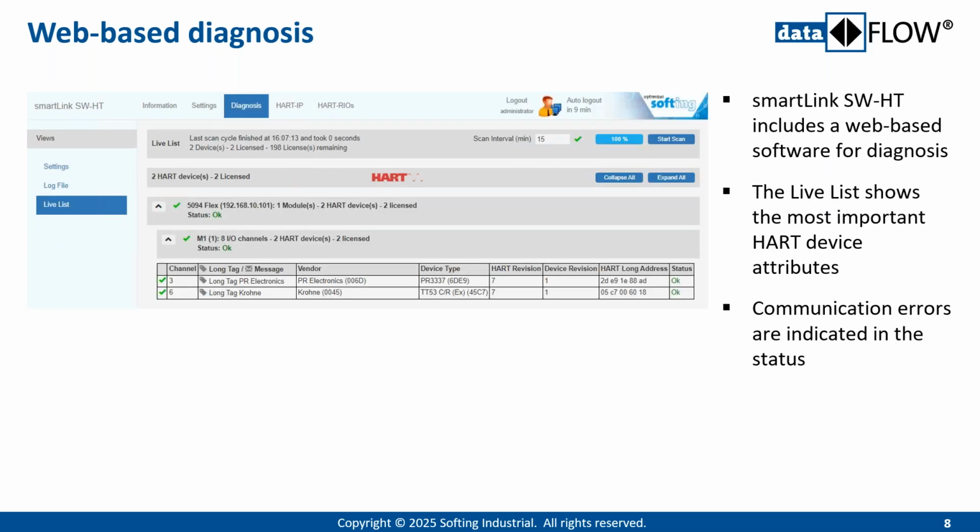Besides the configuration, the web UI of the smartLink is giving you some diagnosis capabilities. As you see here, that's the live list I mentioned before. So that allows you to see, okay, could smartLink establish connection to all remote IOs configured, and with the remote IOs, which HART devices are attached, and to which HART devices the smartLink SWHT is able to establish a communication. From the HART device, as you see here, you get then some additional device information like the vendor, the type, or some revisions.